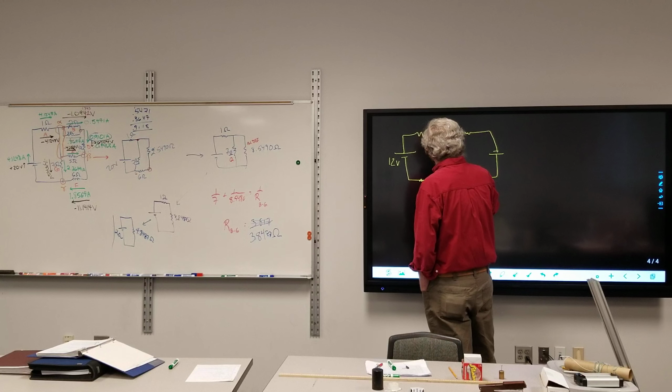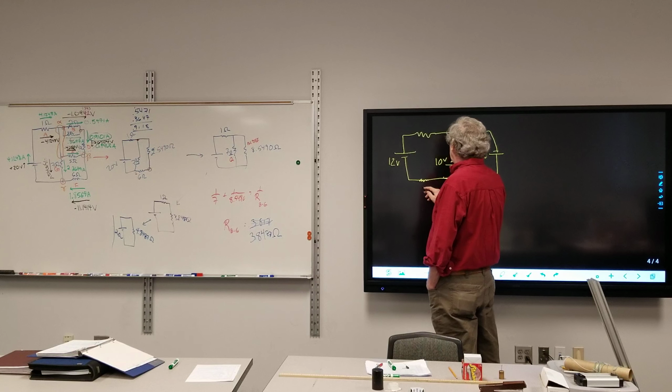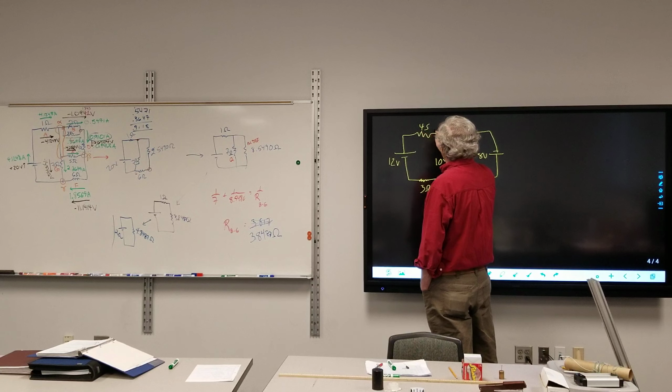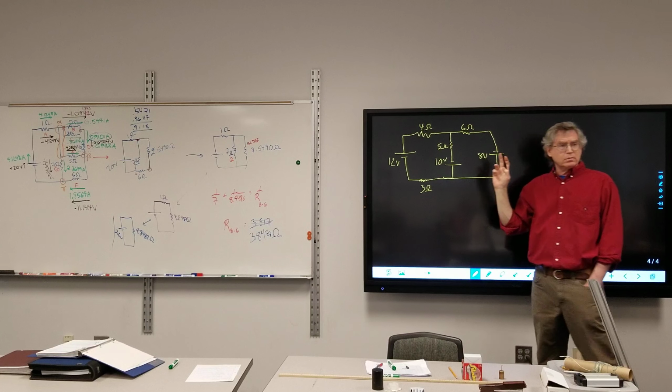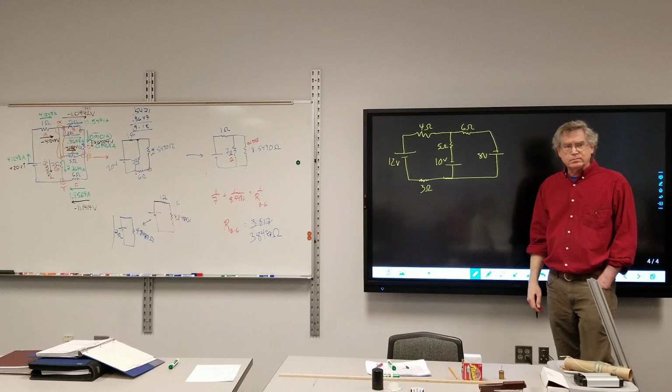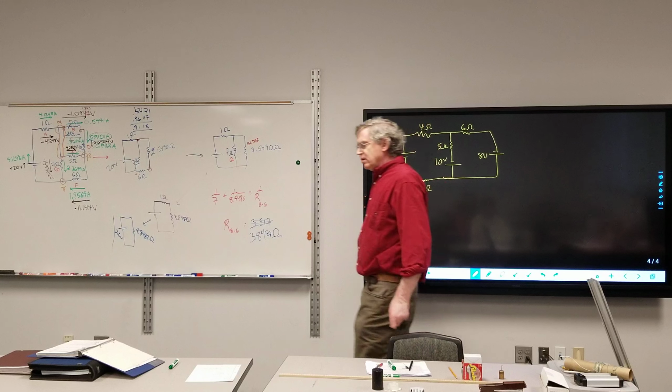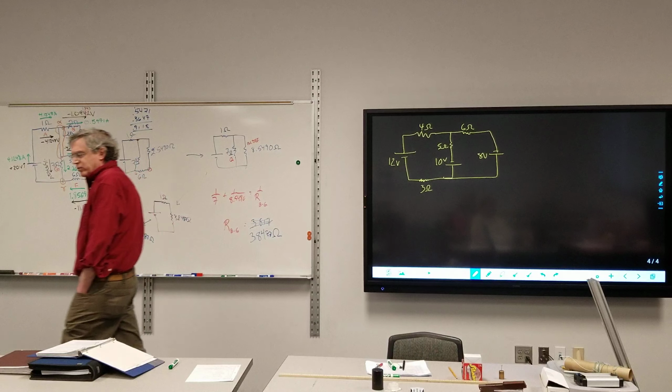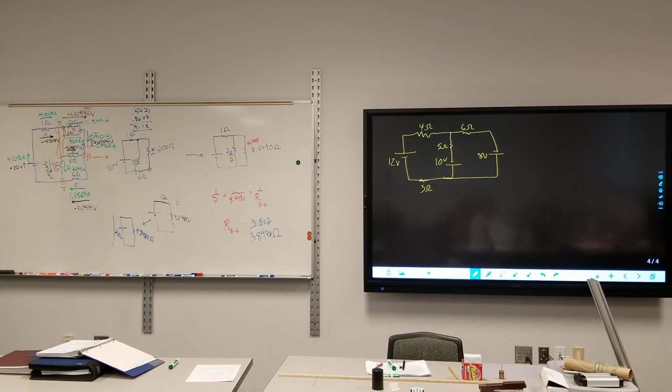12 volts, 10 volts, 8 volts. And that was 3 ohms, 4 ohms, 5 ohms, 6 ohms. Okay. We can't really do equivalent resistance, or there's one place where we could do equivalent resistance, but it's not really gonna save us from the hard work.